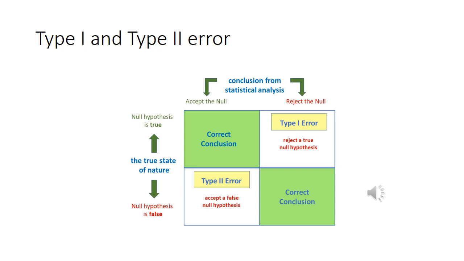If we are accepting a null hypothesis which is actually true, then we are not committing any error. If we are rejecting a null hypothesis which is actually false, then again we are not committing an error. So in two cases we are committing an error. We are rejecting a null hypothesis which is actually true. This is type 1 error. We are accepting a null hypothesis which is actually false. We are committing type 2 error.